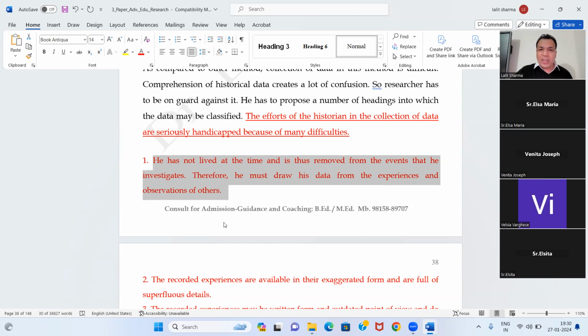अब यहां पर there is a need of experienced persons. On the basis of the experience and observation of others, he has to collect the data.